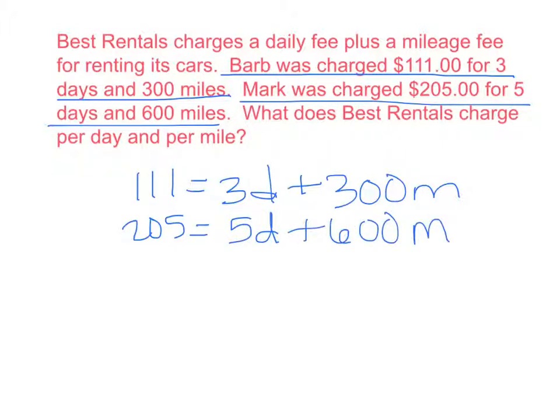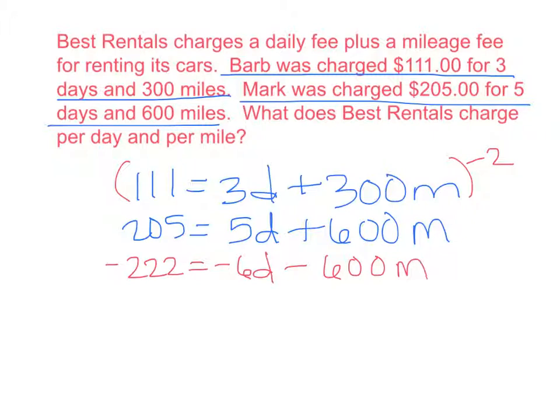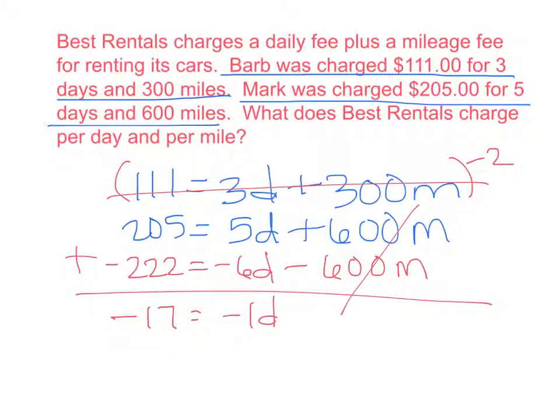Now this becomes a system of equations since you're solving for 2 variables. So you can do substitution, elimination, or graphing. I'm going to do elimination because I'm going to multiply this by negative 2, and it's going to cancel my miles. So it's going to get me negative 222, negative 6d, negative 600 miles, and then when I add that down, I end up with negative 17 equals negative 1d, and that's gone. When I divide that negative 1 over, I get $17. So the daily rate is $17, and that's half of my equation.